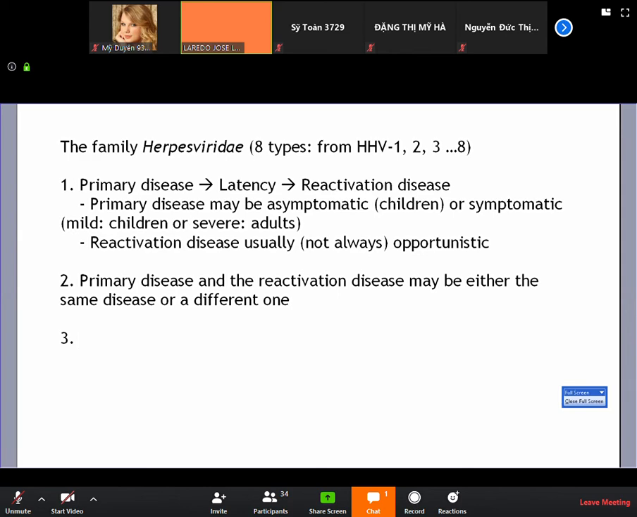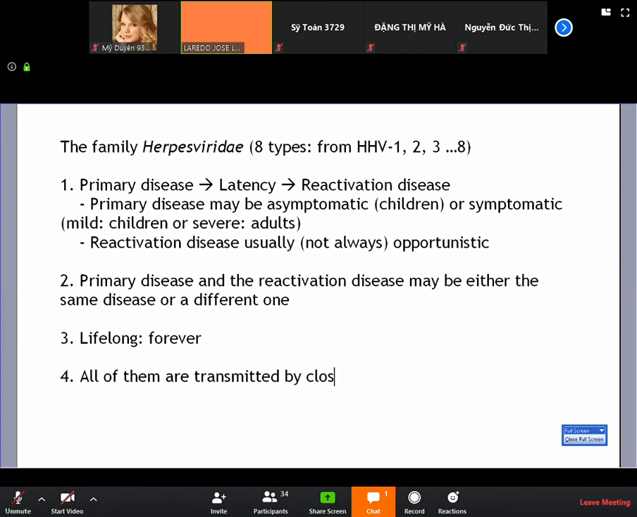Herpes viral infections are lifelong. So, forever. When you are infected, it is forever. Herpes viruses do not disappear from the body. They infect forever. It's very important. Fourth feature: all of them are transmitted by close contact. All of them. Skin, mucosas.